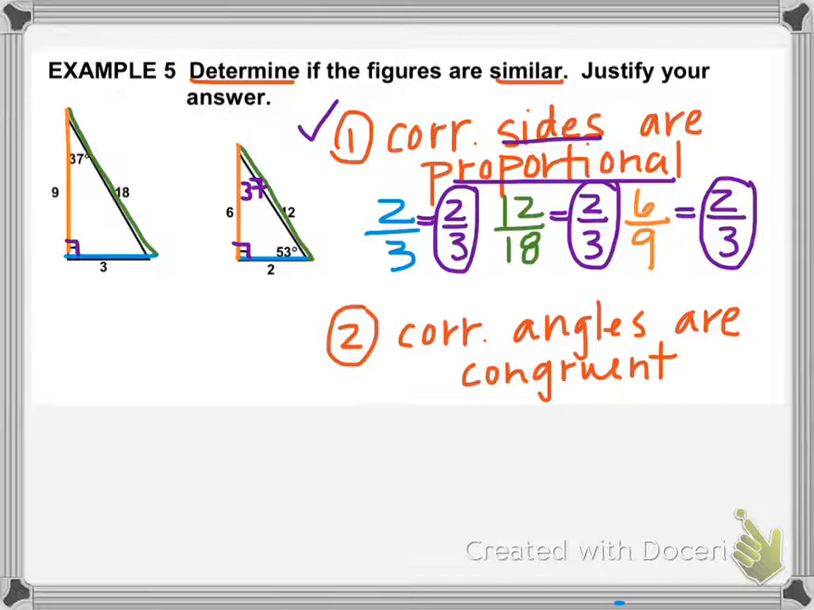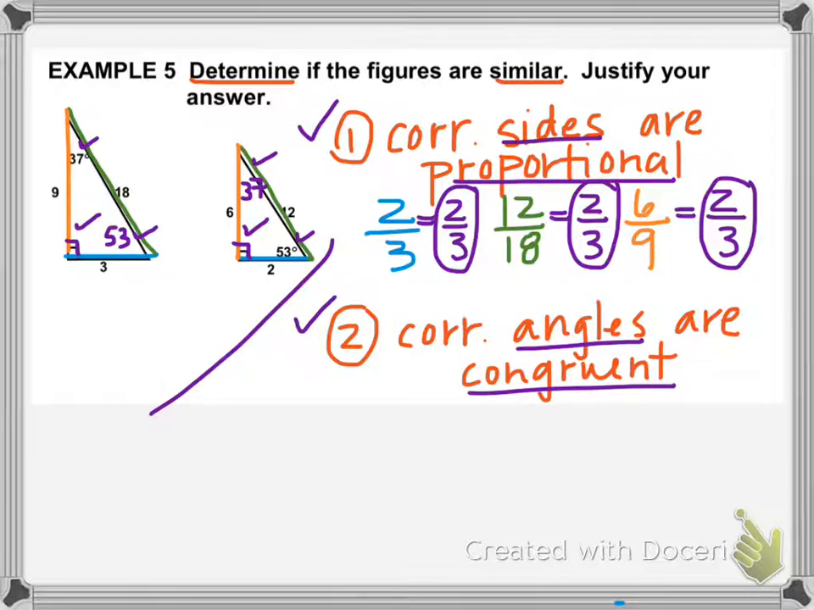And then on the left triangle, that bottom right angle would also need to be 53. So I can see my 53s match, my 37s match, my 90s match. So my corresponding angles are congruent. So because both this and this are true, we can say the 2 shapes are similar. Don't forget, this symbol means that they are similar. Okay?